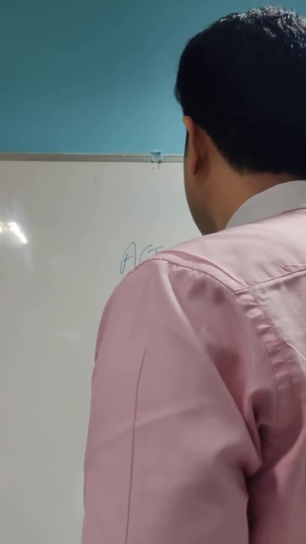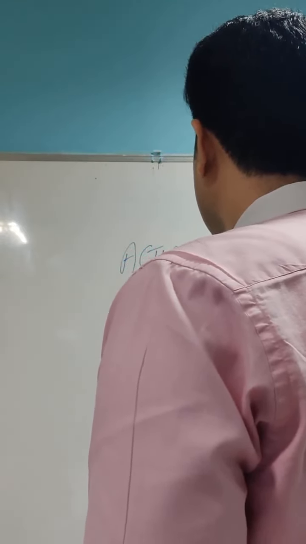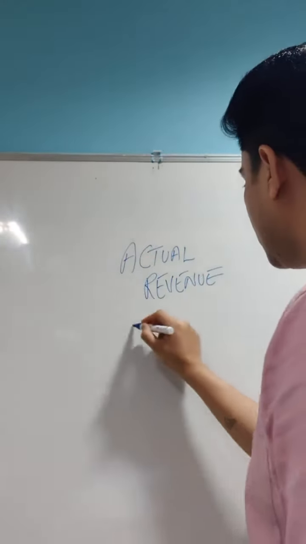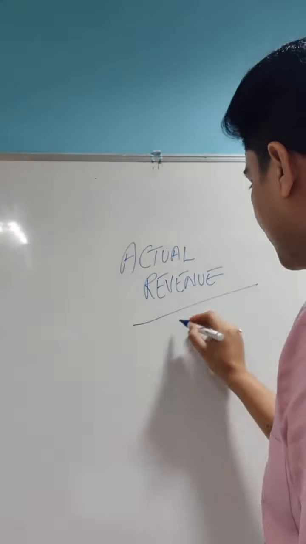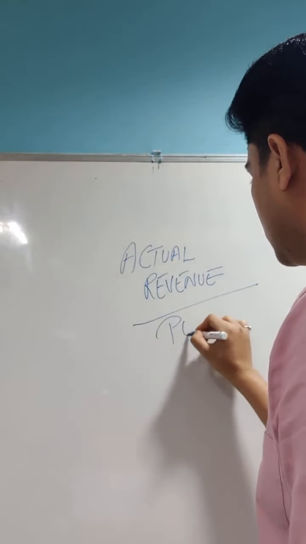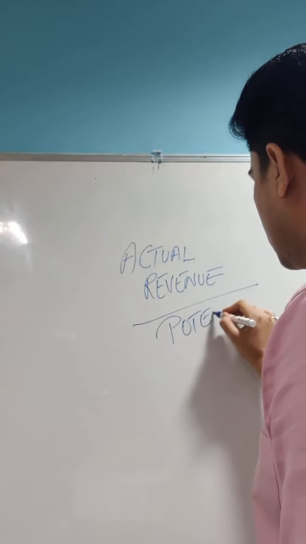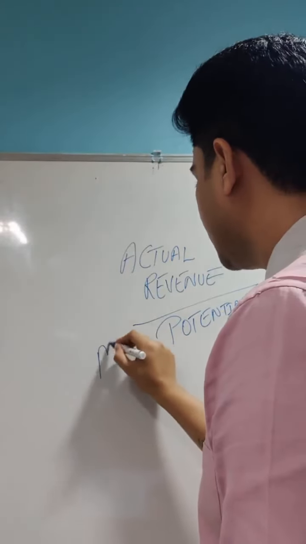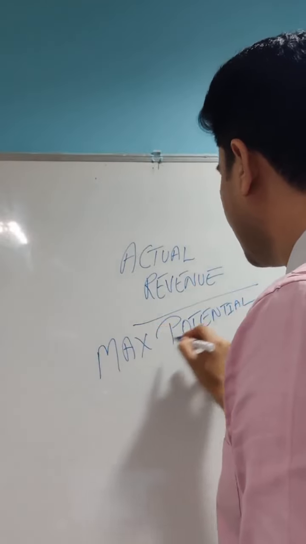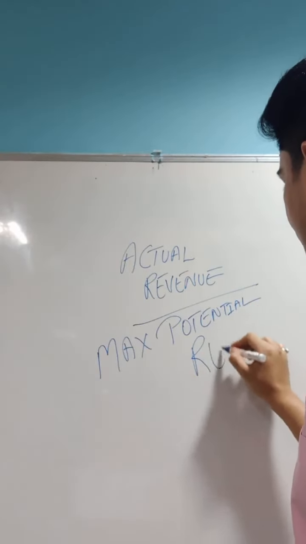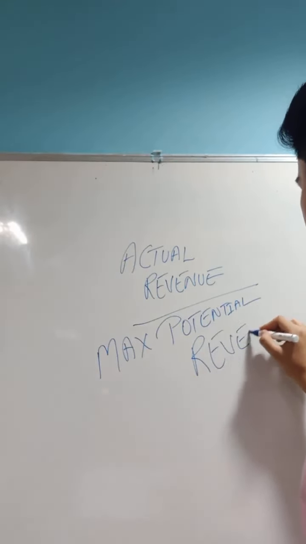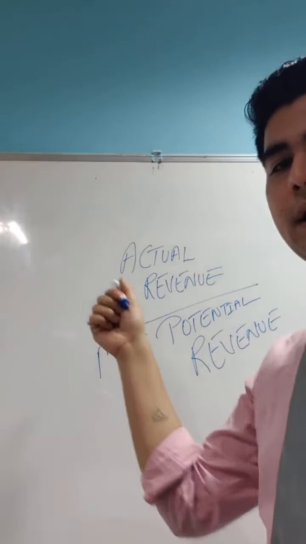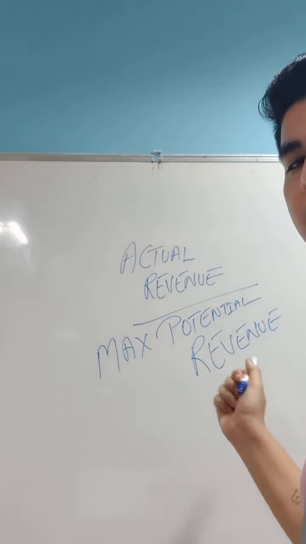Actual revenue divided by maximum potential revenue. So actual revenue divided by maximum potential revenue.